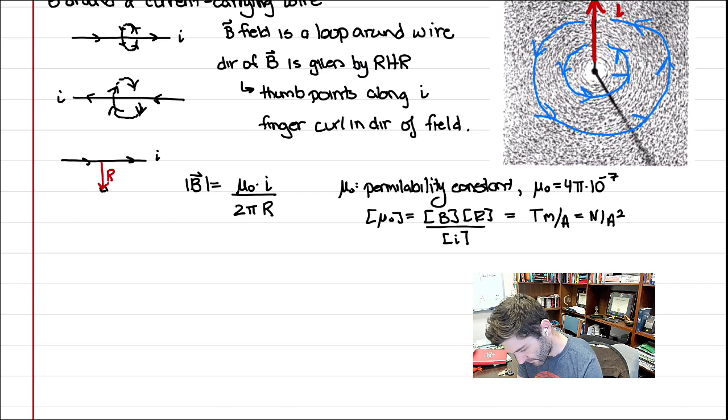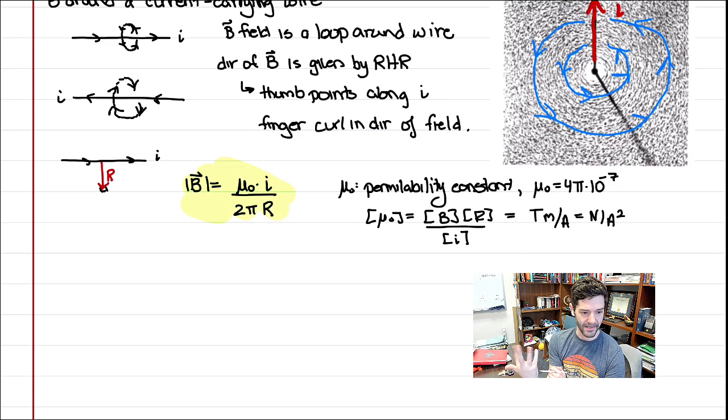So here's one result that I want us to be knowledgeable of and be able to do calculations with. Around a long wire, the magnetic field does get weaker as you go farther away. That's the 1 over R. It depends on the strength of the current and then some overall constants. The directionality is determined by the right-hand rule.